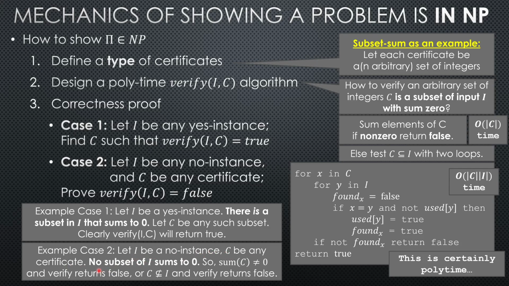Because I is a no instance, we know there's no subset of I that sums to 0, right? So whenever we sum all of the elements of C, it's going to be not 0, or C is not going to be a subset of I. It's going to be impossible for us to find a C that is a subset of I that satisfies sum of C equals 0. Because that's impossible, because there's no subset of I that sums to 0, and we're going to check the certificate against the input, we're going to return false in every case.